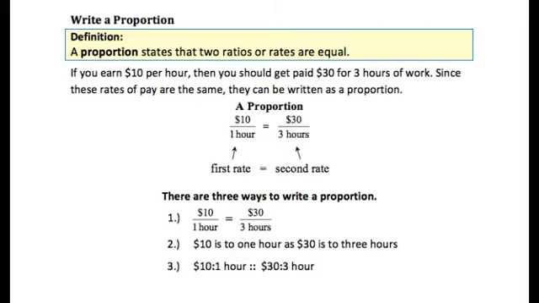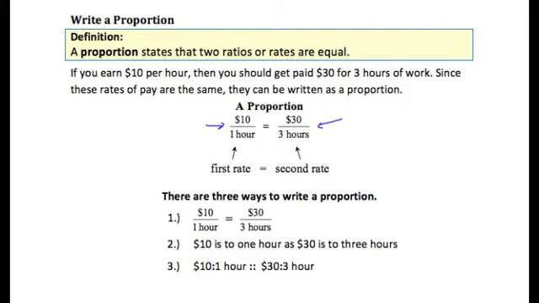If you earn $10 per hour, then you should get paid $30 for 3 hours of work. Since these rates of pay are the same, they can be written as a proportion. So we have these two rates, $10 per hour on the left here, and then $30 for 3 hours. Since these rates are the same, we can set them equal, and when we set two rates or ratios equal, we come up with this proportion right here, where we have the first rate equal to some second rate, or the first ratio equal to some second ratio.